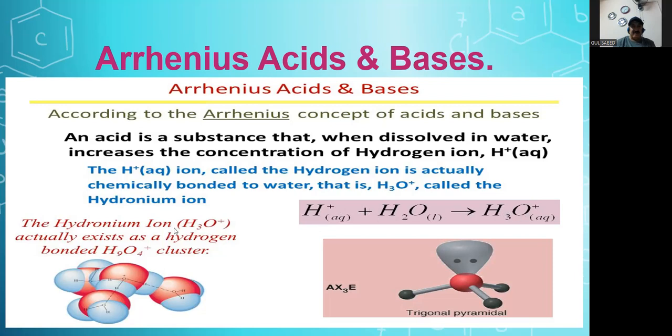The hydronium ion H3O+ actually exists as a hydrogen-bonded cluster, H9O4+. This is water, this is the H3O+ shape, and its shape is trigonal pyramidal.